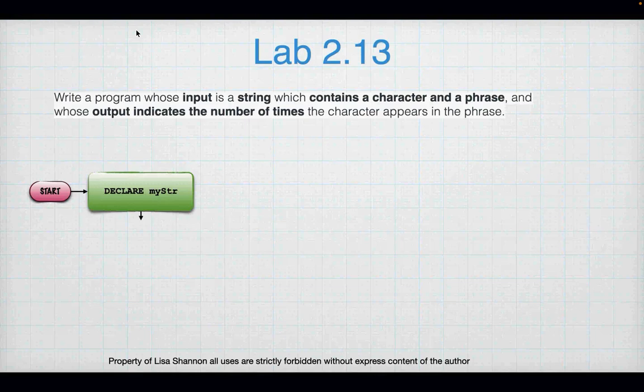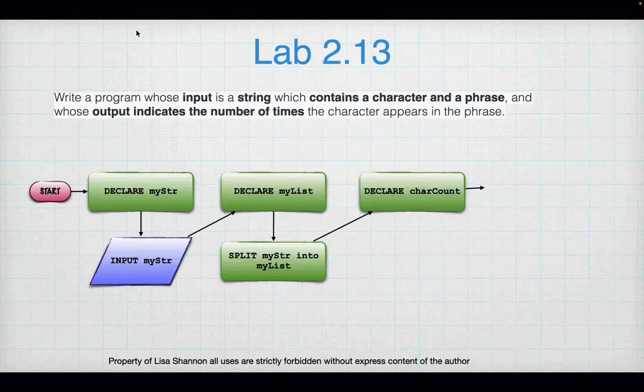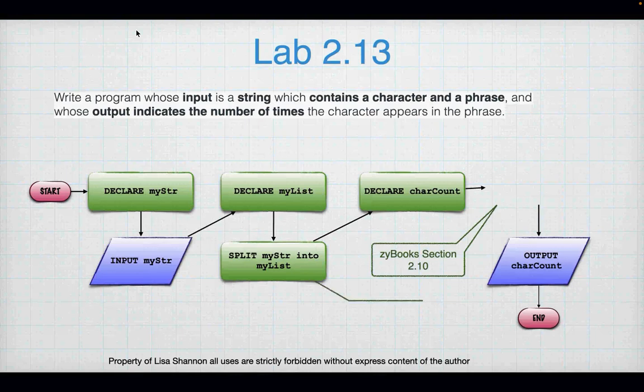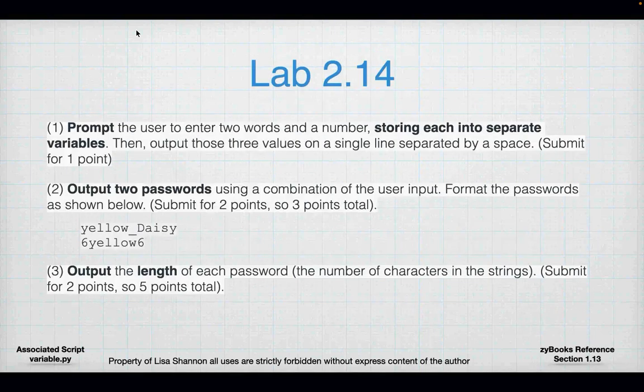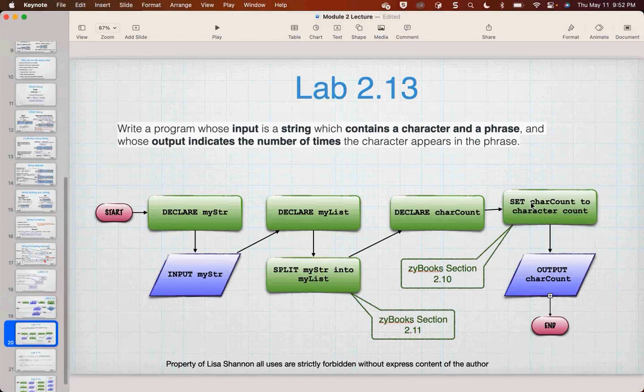So I'm going to start. I'm going to declare Meister. I'm going to input it. I'm going to declare my list. Sorry, I'm going to split Meister into a list, and I don't remember whether it's going to be comma or space delimited. I'm going to declare char count as a variable. Okay, I'm going to set char count to the character count. That's in section 2.10. You're going to use the count function. And I'm going to output the character count, and I'm going to end.